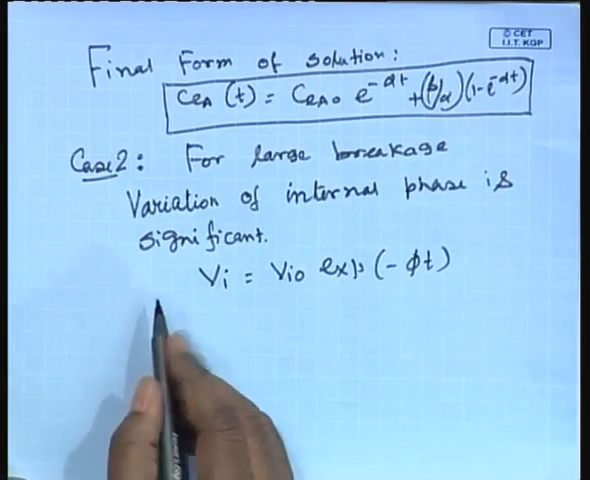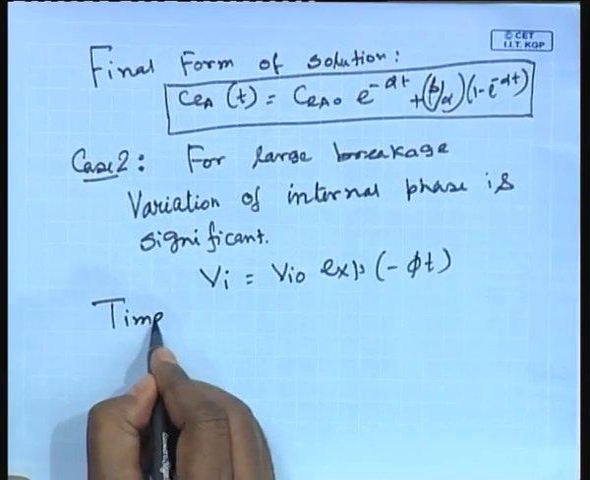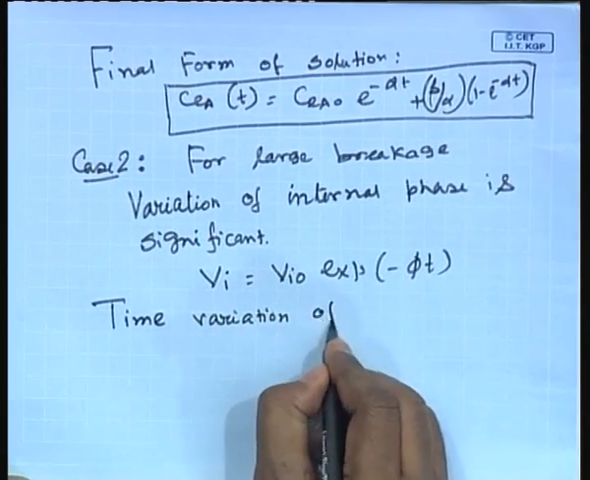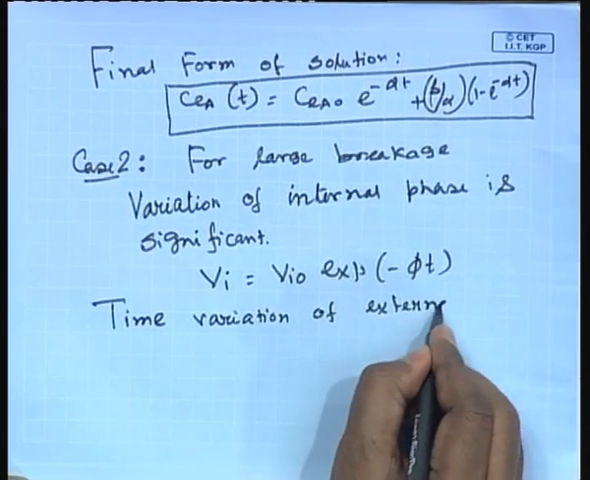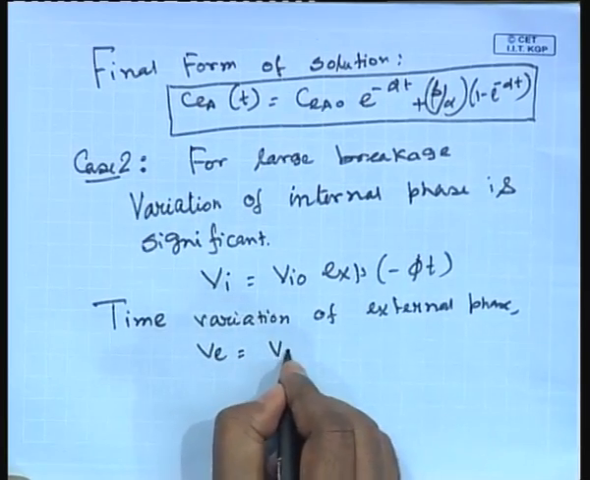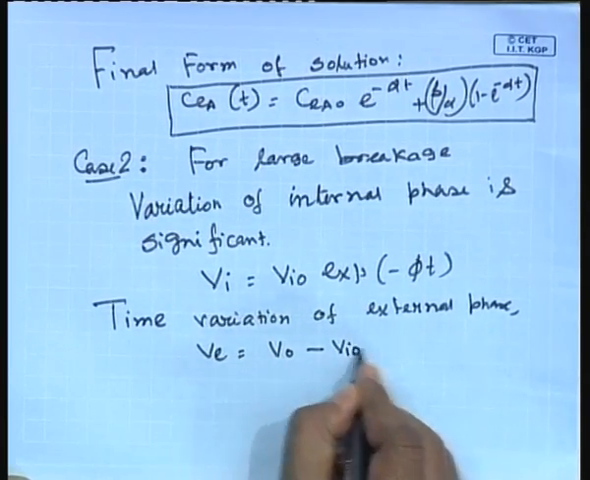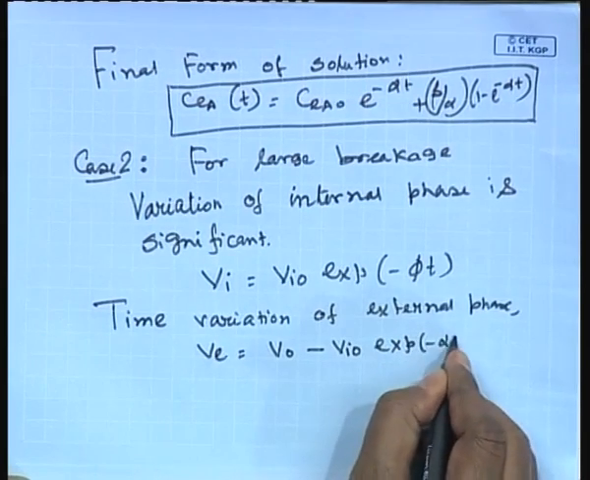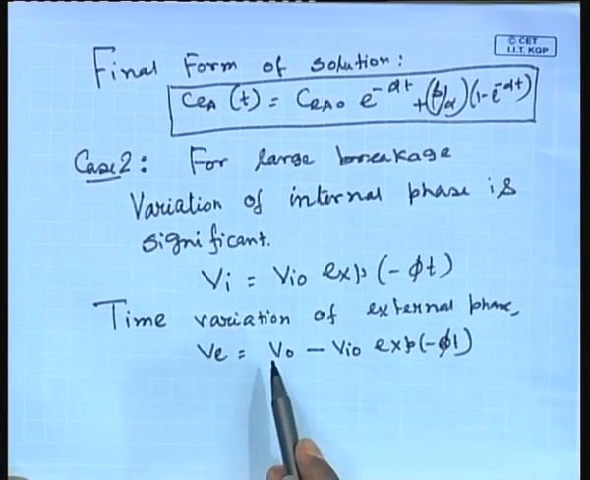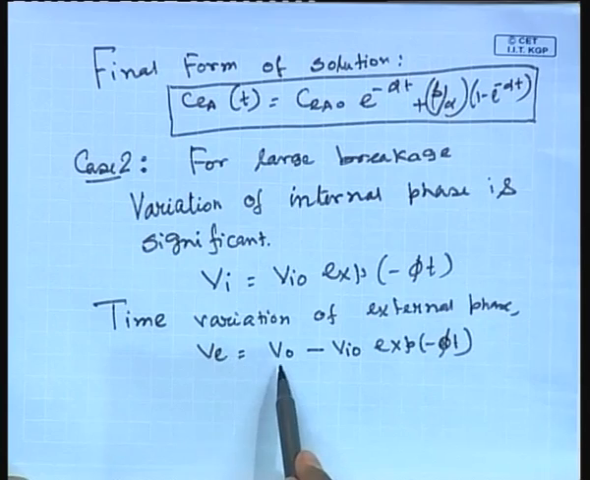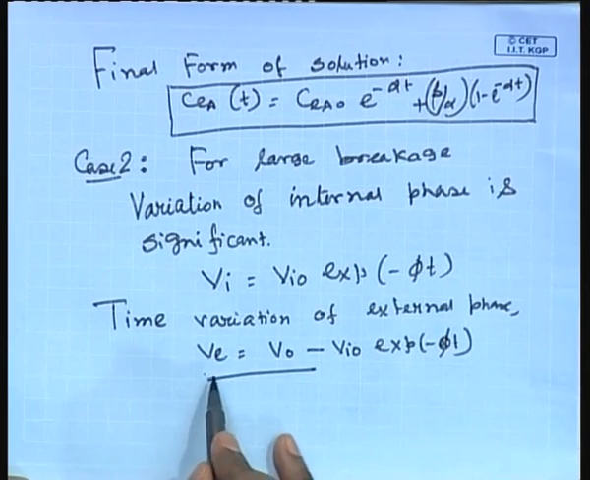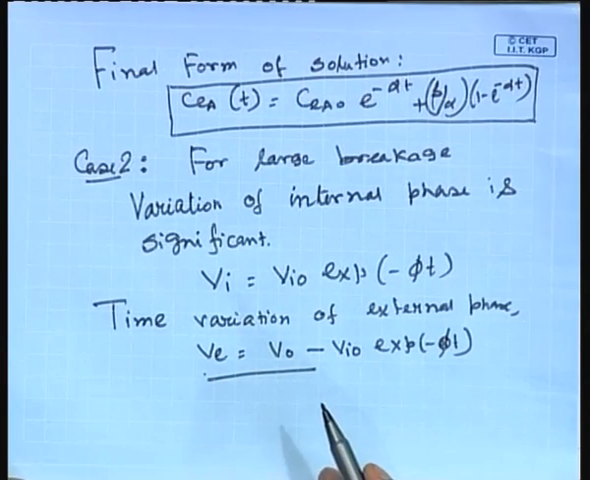So, time variation of external phase is what? Time variation of external phase becomes V E is equal to V naught minus V I naught exponential minus alpha t minus phi t, right. So, we know that total volume was V E plus V I. So, we just put V naught is equal to V E plus V I, substitute the expression of V I, and you will be getting the variation of external phase at any point of time.